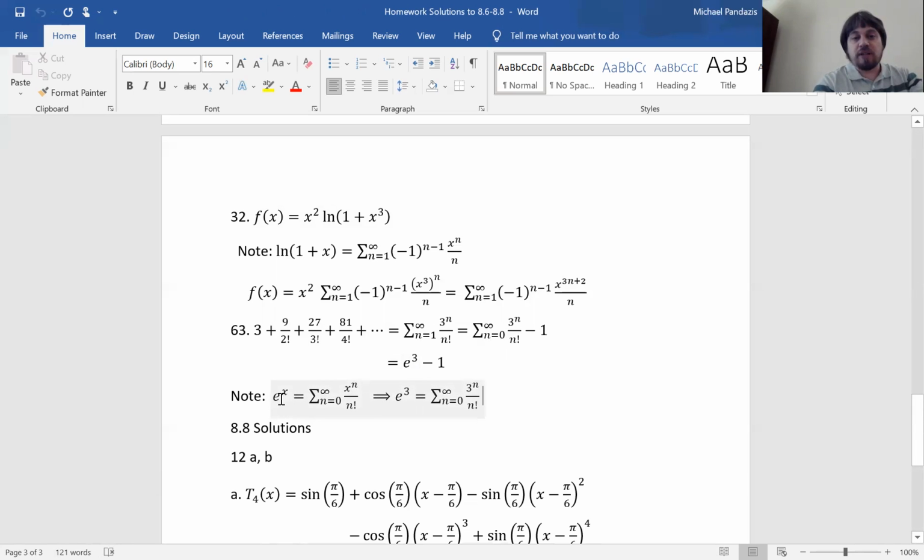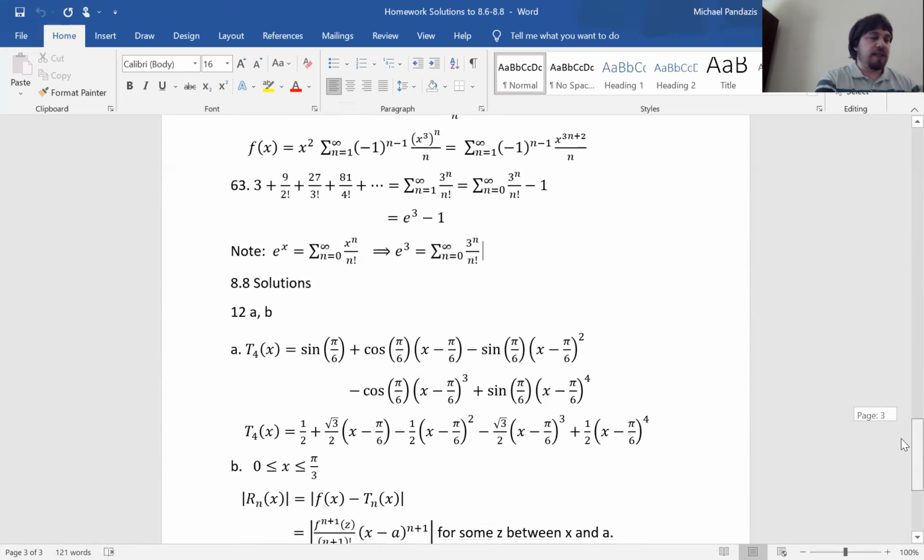And therefore, if you plug in x equals 3 here, you get e cubed is equal to the sum, n equals 0 to infinity, of 3 to the n over n factorial. And so we see that this sum is equal to e cubed. I've now gotten this sum to be part of the expression by adding the extra term and subtracting 1. And so that means we have e cubed, which is this sum minus 1. Okay, so that's 63 and 8.7.